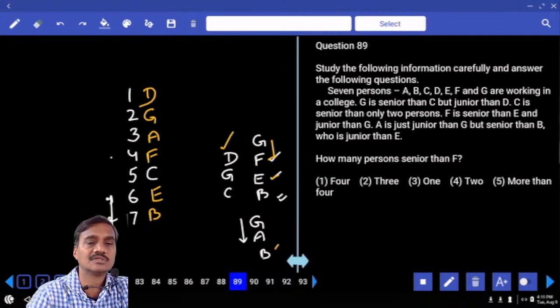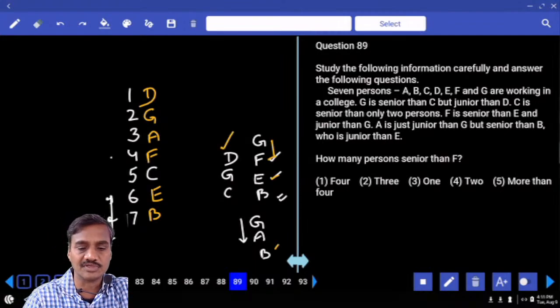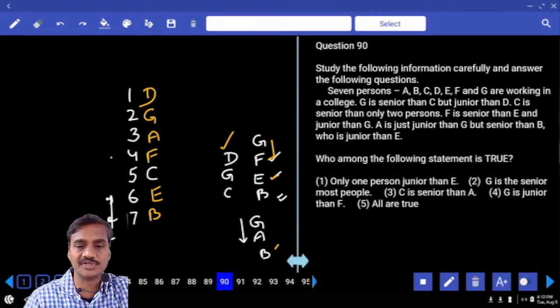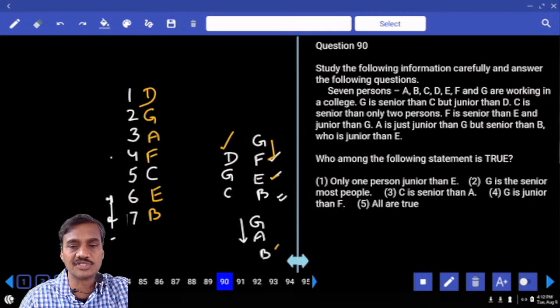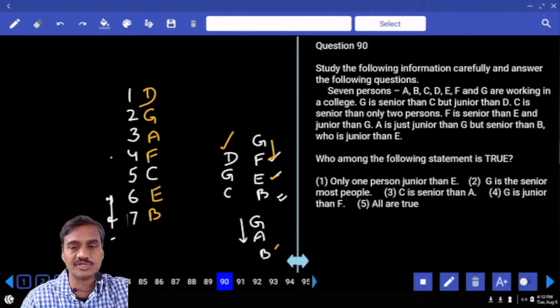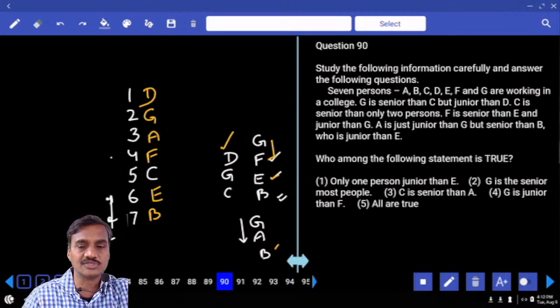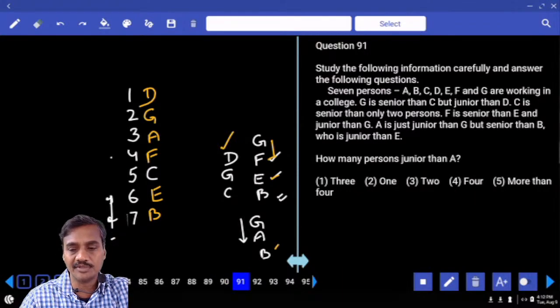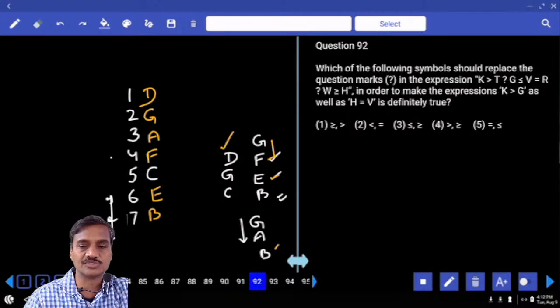Because D is senior to C. Then next one: how many persons are senior to F? There are 3 persons senior to F, choice 2. And which among the following statements is true? Only 1 person is junior to E. That is definitely true. G is the senior most, false. C is senior to A, false. G is junior than F, that is again false. And all are true? Hence what is your answer? Only 1 person is junior than E, choice 1. And how many persons are junior than A? There are 4 persons who are junior than A, choice 4.